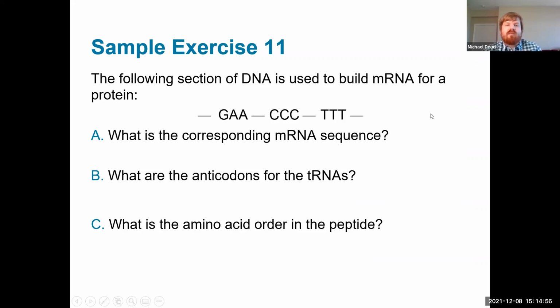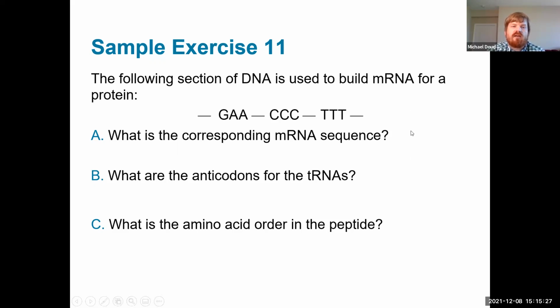Okay, sample exercise number 11. The following section of DNA is used to build mRNA for a protein, GAA, CCC, TTT. Give me the corresponding mRNA sequence, then the anticodons for the tRNAs, and then the amino acid order for the peptide. This is the big question that you're going to see on the final. So make sure that you're paying attention here, come up with your answer, and we'll take a look at the answers together when you come back. So pause video.